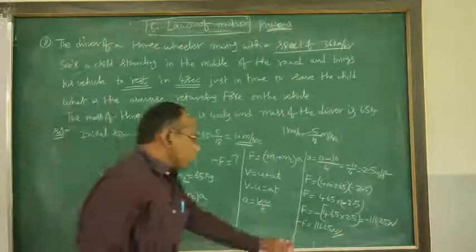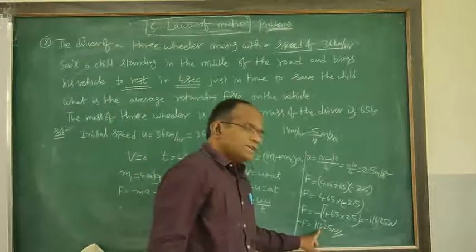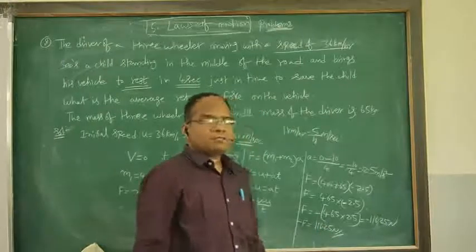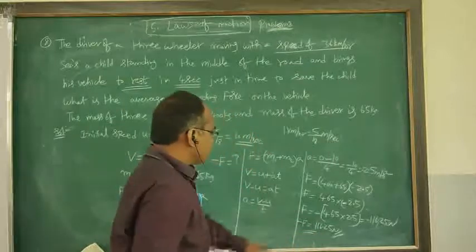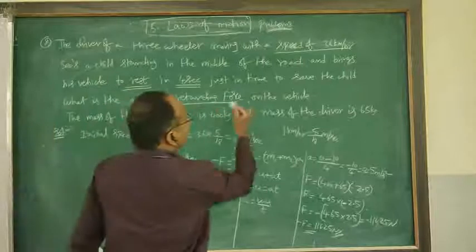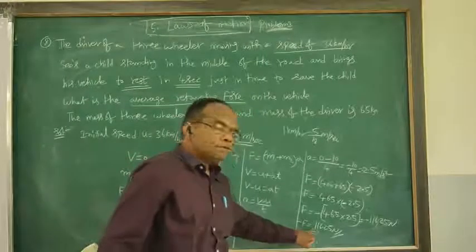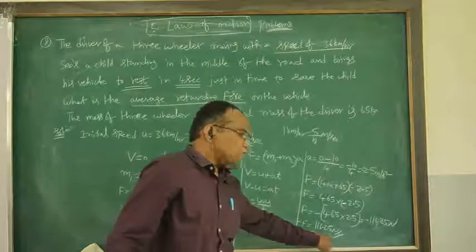Minus 116.25 Newton. Still we can evaluate. If this point comes here, it may become 11.6. You can write as 12.6 something. So you can write the answer like this. So this is the retarding force. They are asking the average retarding force of the vehicle. So minus F is equal to 116.25 Newton.